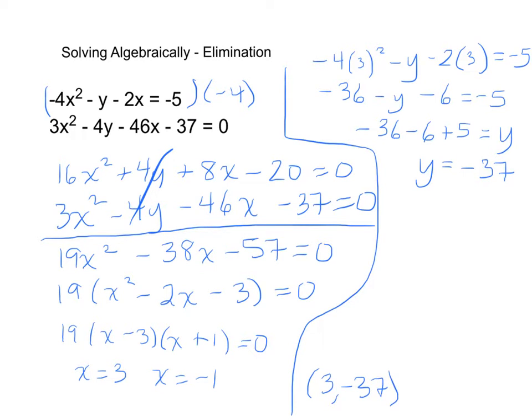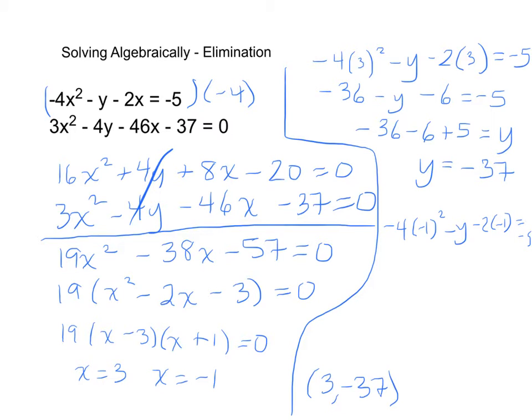And that's the way I'm going to write my answer, as an ordered pair, because 3 has to stay with negative 37, like I mentioned before. Those two go together. When x is equal to 3, y is equal to negative 37. And then I'll do the same thing using negative 1. So negative 4 times negative 1 squared minus y minus 2 times negative 1 equals negative 5.